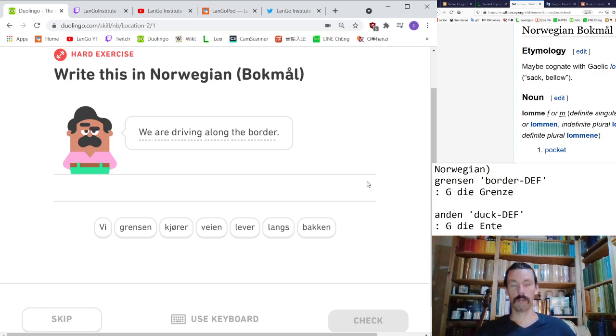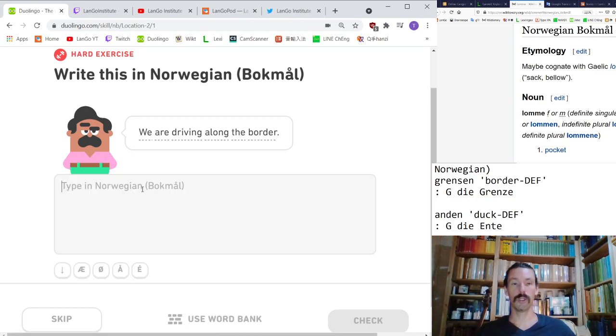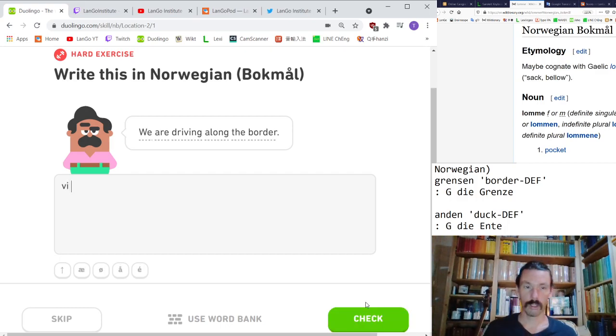We are driving along the border. Let's put it in. So kjører. Yeah, vi kjører. V is we. They have a fricative instead, but it reflects the same original word. Kjør with the weakened K. Langs for along. And then the suffix here marks definite. Grensen.